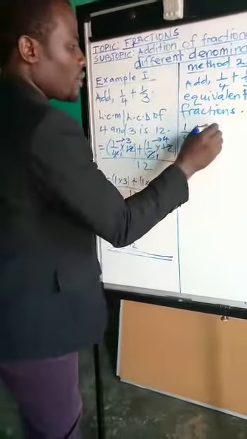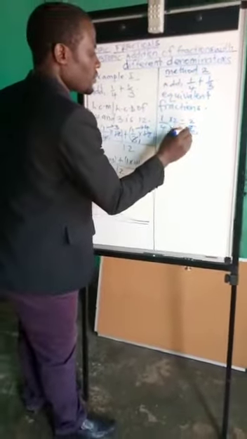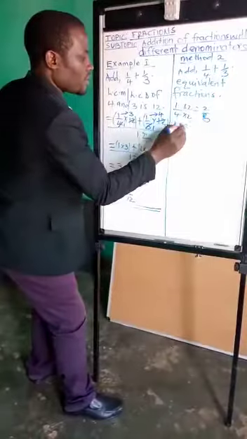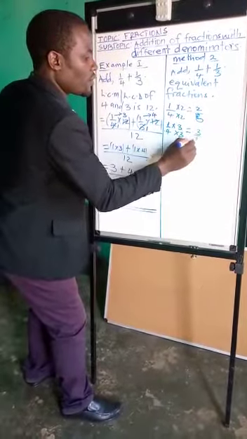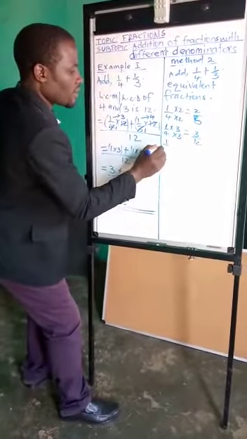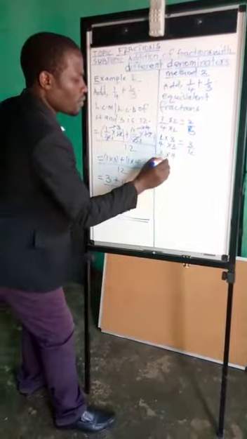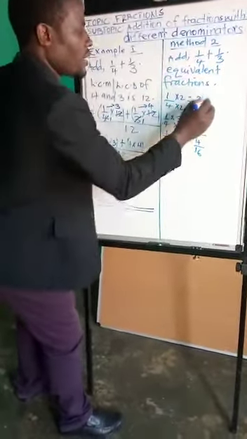2 times 1, we get 2 out of 8. Sorry, 2 out of 8. Again, our fraction is a quarter. The next equivalent fraction, times 3, we get 3 out of 12. The next equivalent fraction is a quarter times 4, we get 4 out of 16.